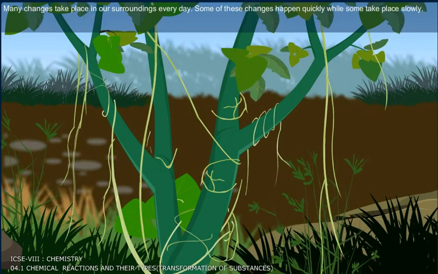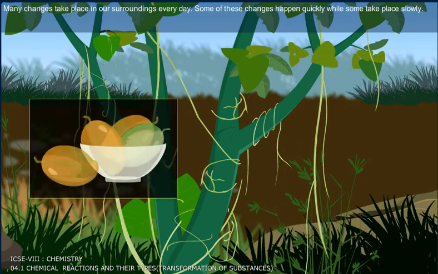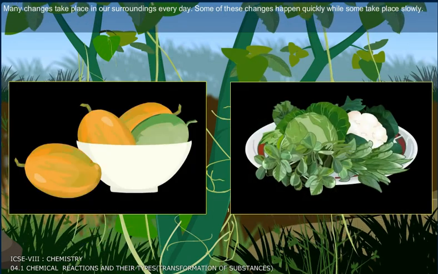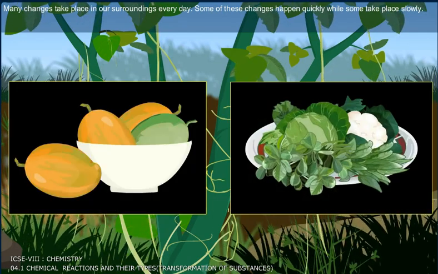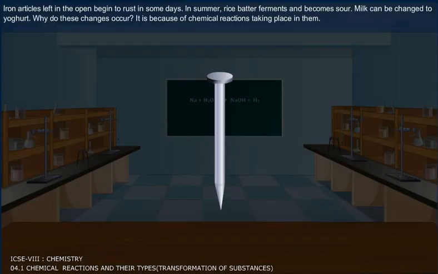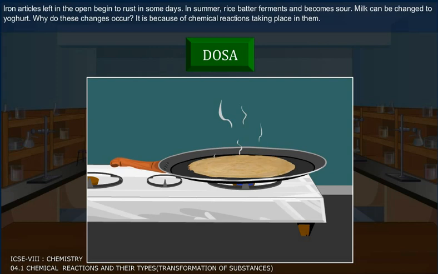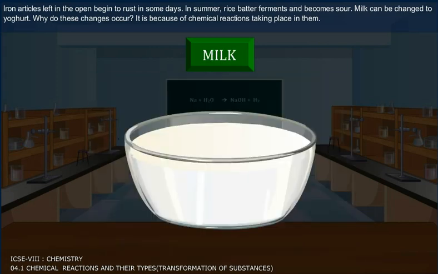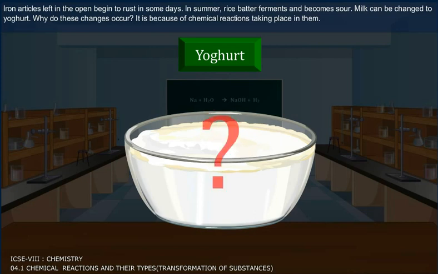Many changes take place in our surroundings every day. Some of these changes happen quickly, while some take place slowly. Iron particles left in the open begin to rust in some days. In summer, rice batter ferments and becomes sour. Milk can be changed to yogurt. Why do these changes occur? It is because of chemical reactions taking place in them.